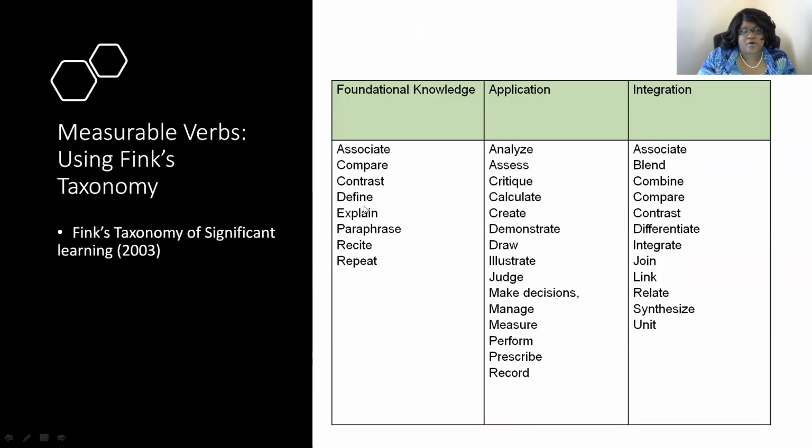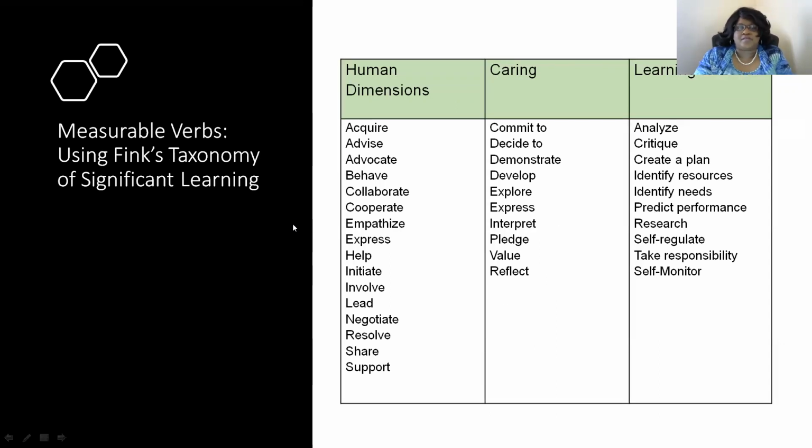So when we look at the measurable verbs using Fink, we have several listed here. Foundational knowledge, and again with Fink, within each area of learning you have different levels. So it's not a hierarchy model, like it is with Bloom's taxonomy. And then our human dimensions, caring and learning to learn. These are some associated measurable verbs that you can use. And again, you've seen these, but it's just in another model if you haven't seen this model before.